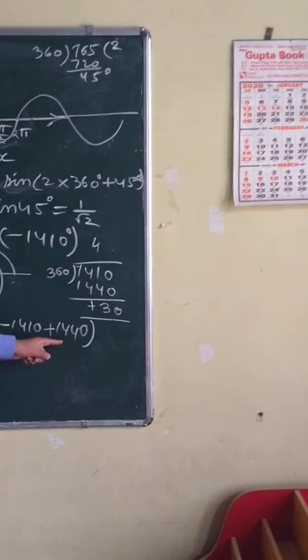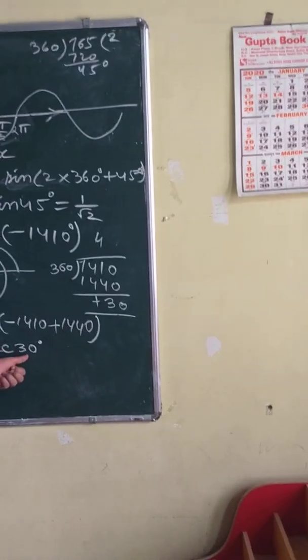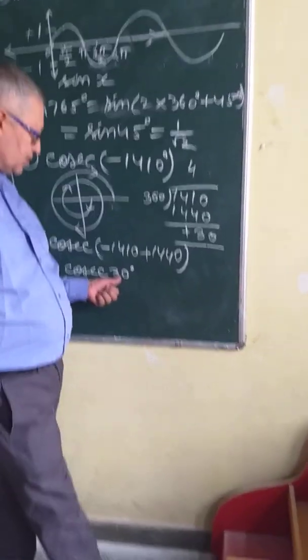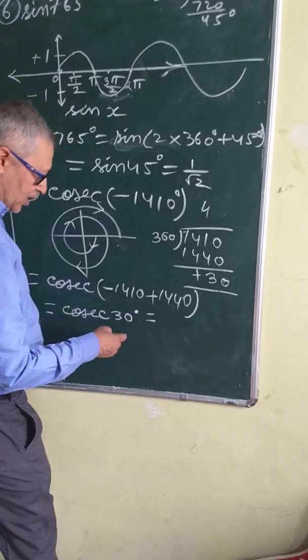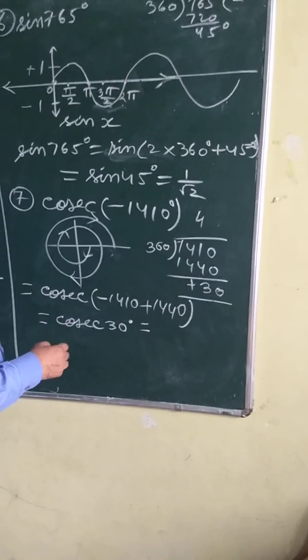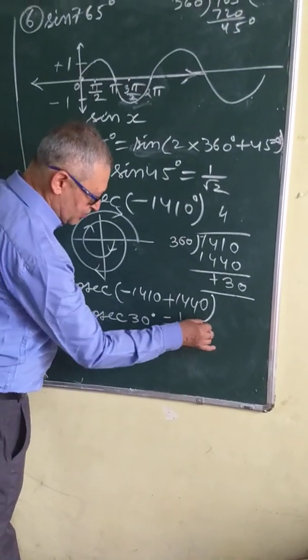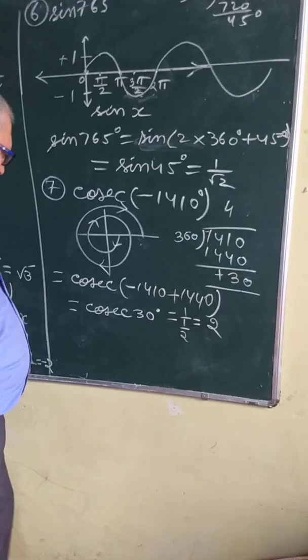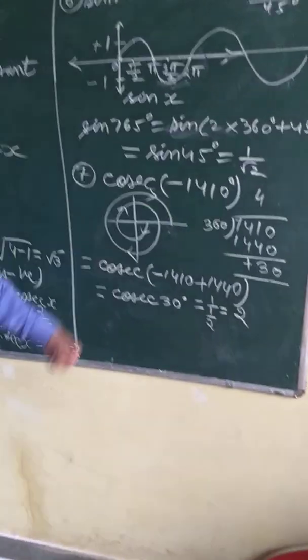Because at 1440 the value of cosec will be 0, but this angle ends 30 degrees before 1440, so this angle will have a value. This is also the reciprocal of sin 30, so this is 1 upon 1 upon 2. This means 2. So this is the answer for cosec of this minus angle.